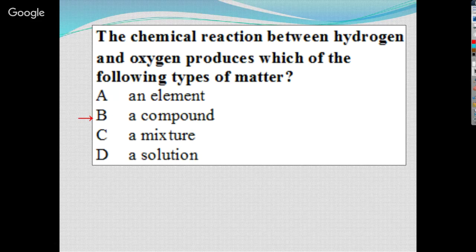Like Kool-Aid is a mixture of sugar and water. You can always evaporate the water and get the sugar back out. Okay? But hydrogen and oxygen form water. You can't just go in there and pull out a hydrogen because they're stuck together. So make sure you know that. We're going to be talking about mixtures in unit 4 or 5 a little bit more.